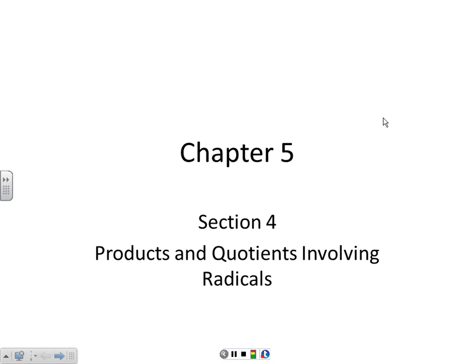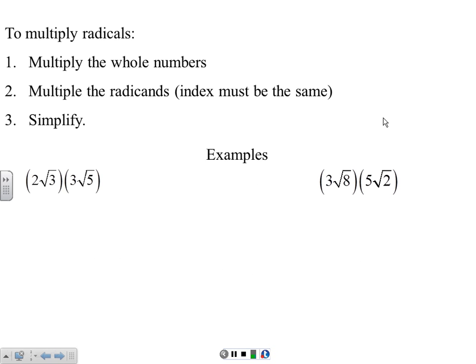Chapter 5, Section 4, Products and Quotients Involving Radicals. In this section, we're going to learn how to multiply and divide radicals, and then, of course, simplify them.